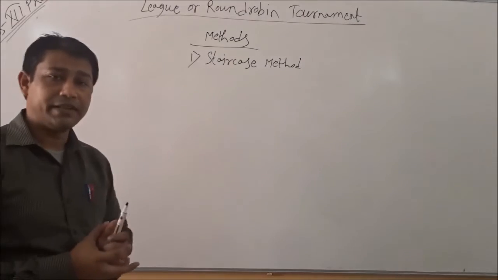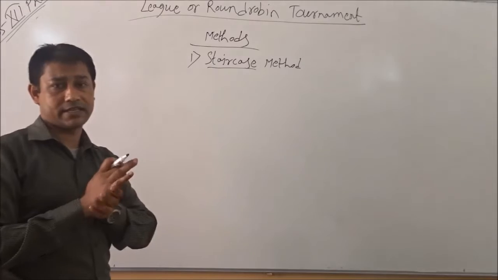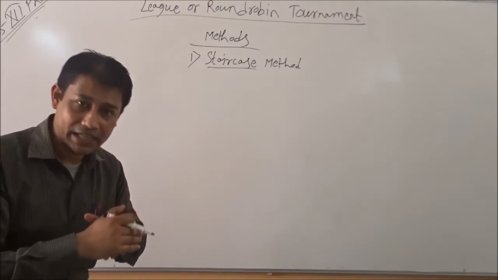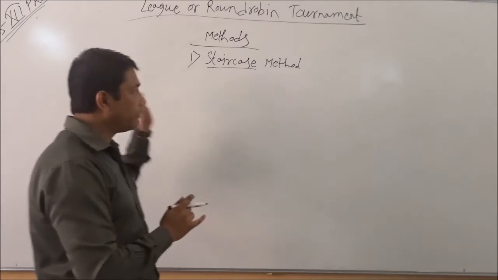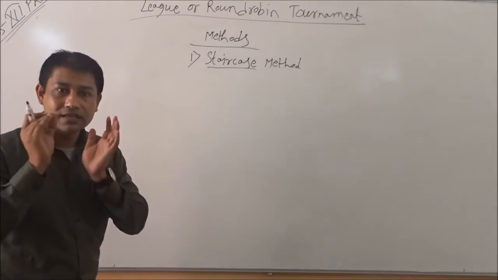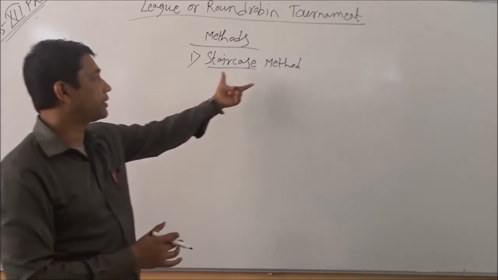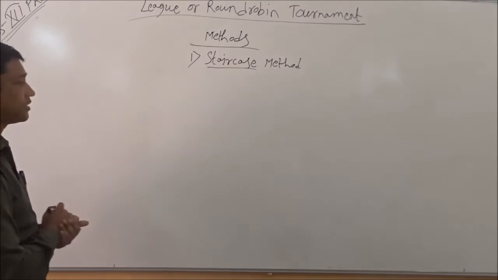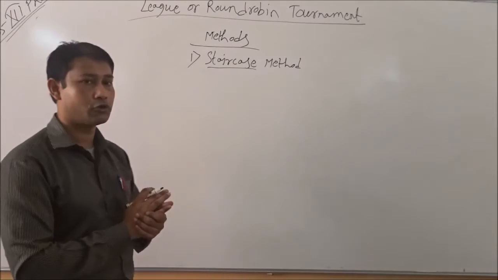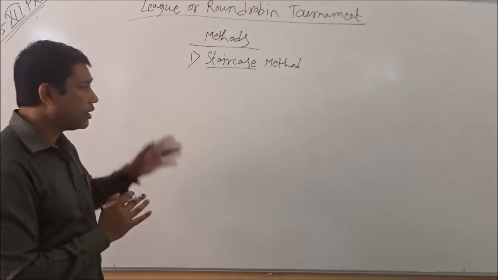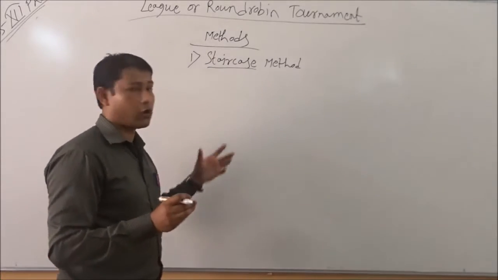Now the method has been named upon staircase. We all know the English meaning of staircase is the stairs which help us to climb up or get down. So when we draw fixture, it somewhere looks like a staircase. Keeping that in mind, the method has been named as staircase method. Now with an example I am going to show you, but before going to show the fixture, let us understand some of the key formulas.